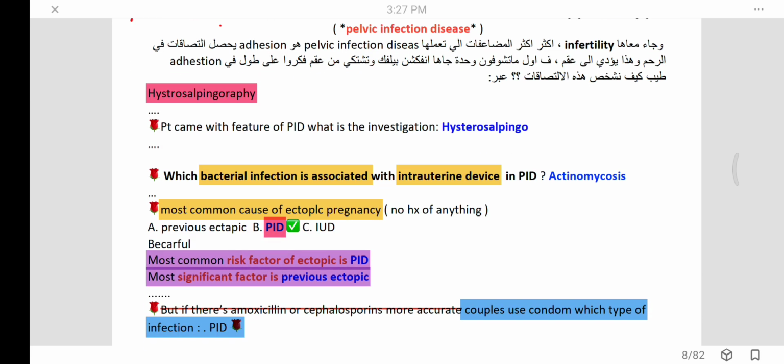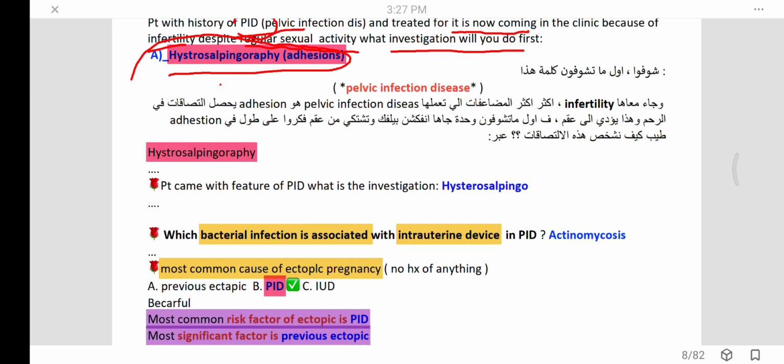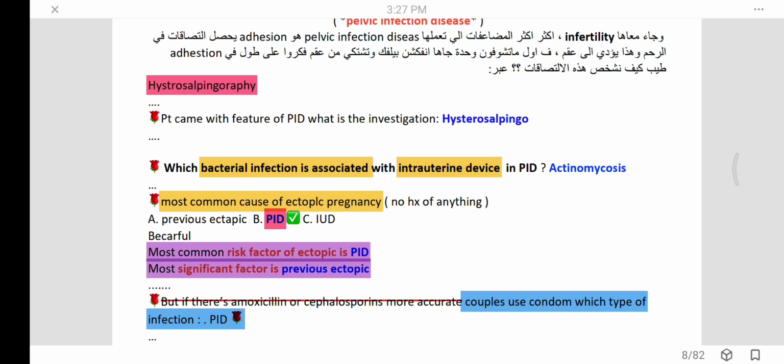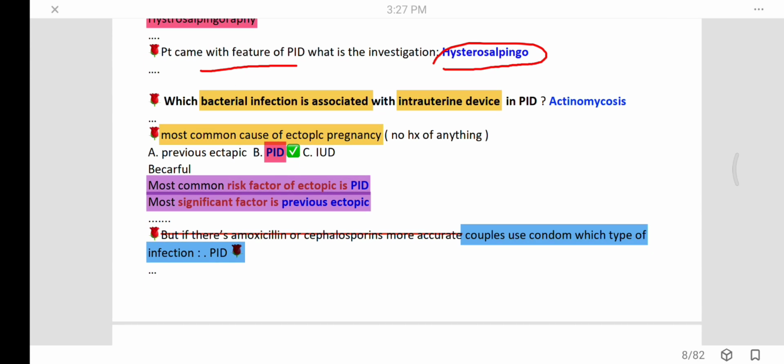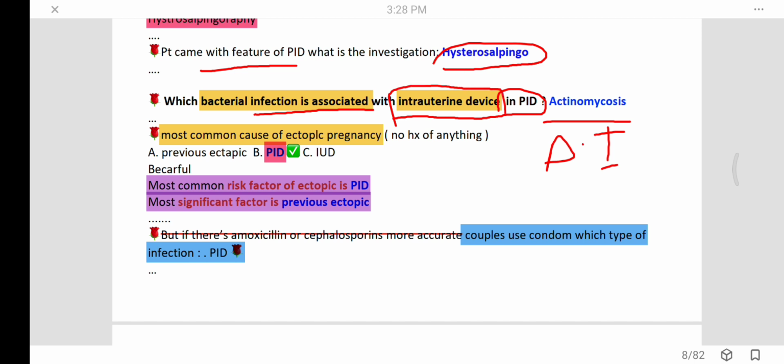The other question is a patient who came with features of pelvic inflammatory disease. What is the investigation? Same here, hysterosalpingogram. This is a different question: which bacterial infection is associated with an intrauterine contraceptive device in PID? This is very important, and you have to remember Actinomyces. Actinomyces israelii is associated with pelvic inflammatory disease related to an intrauterine device.